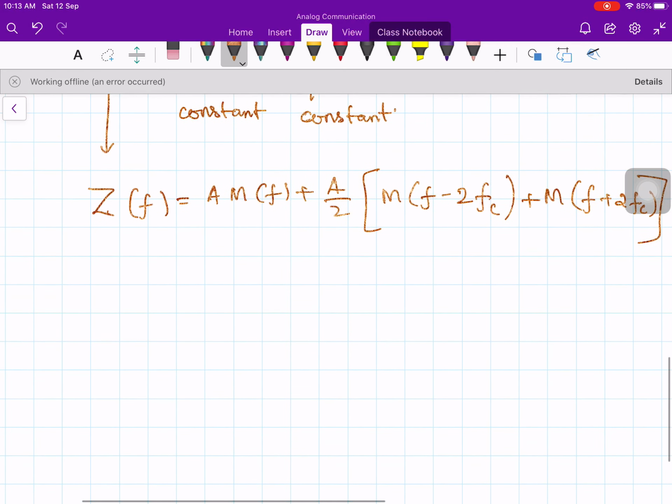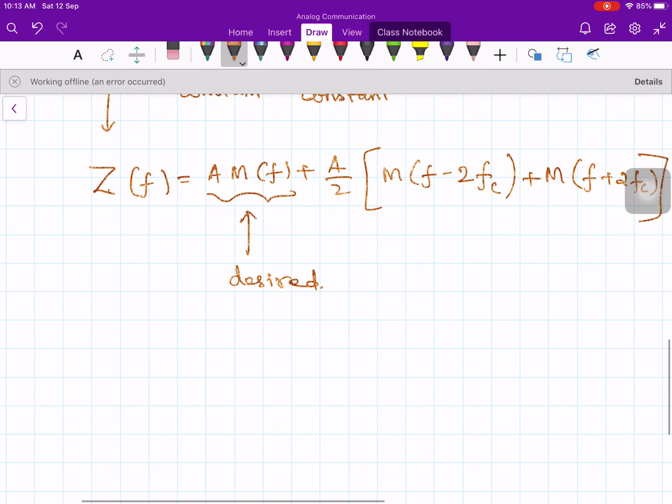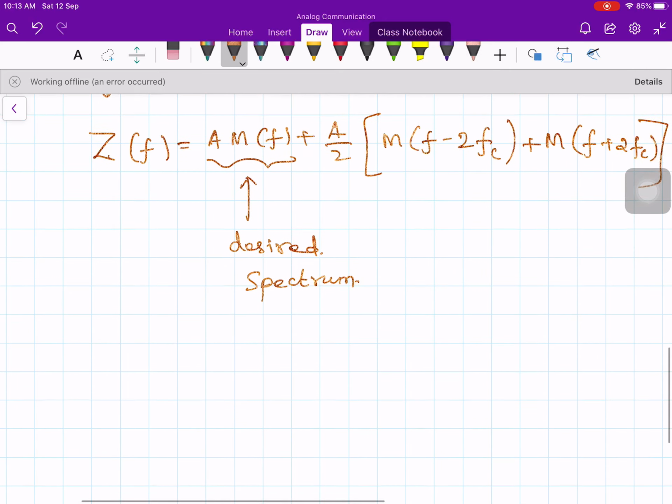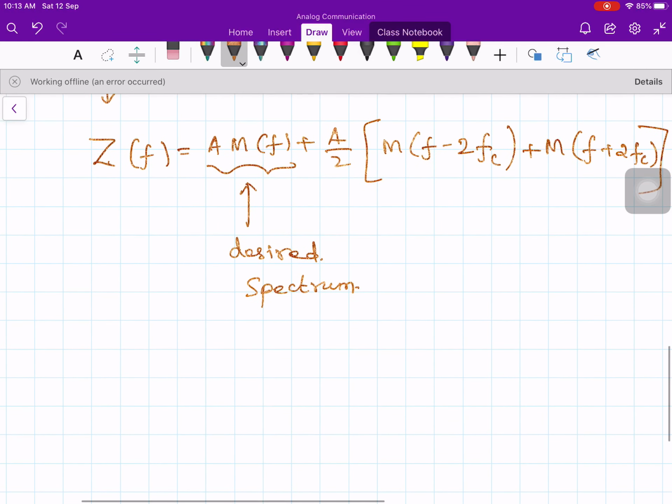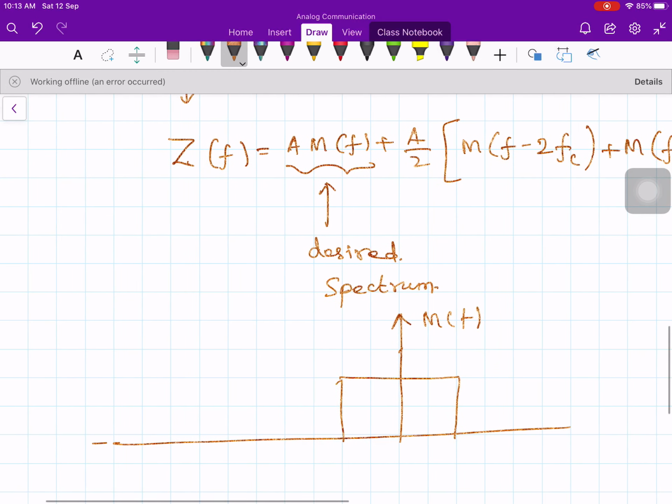Now from this, the first term is the desired spectrum. We want our message signal, we don't want anything else. If you plot this desired spectrum in the frequency domain, you have, let's say, this is your M of f, and now it is 2 times your frequency.